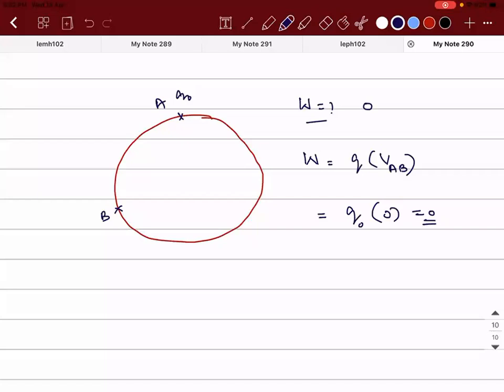So what did I tell you? Any charge moved along an equipotential surface, the work done is 0. Write down the reason below. W is equal to Q into (VA minus VB), or VAB, and VAB is 0. So if you move any charge along an equipotential surface, work done is 0. And this is the reason.